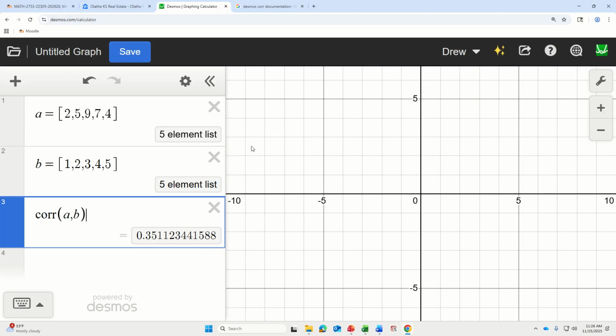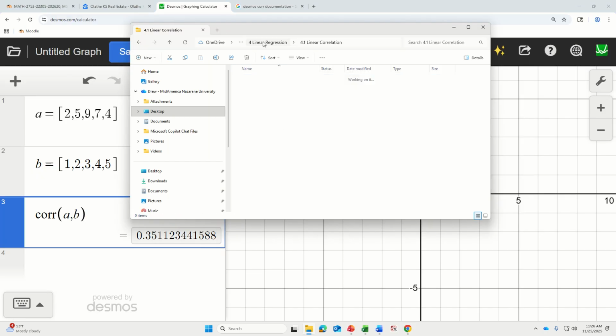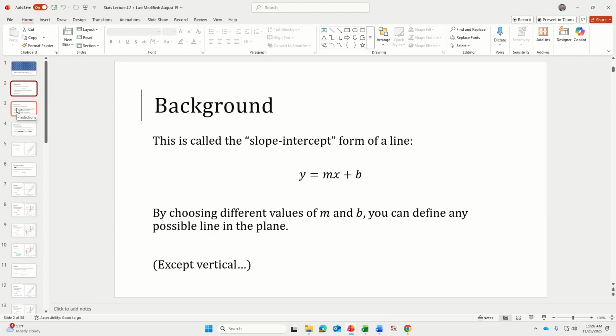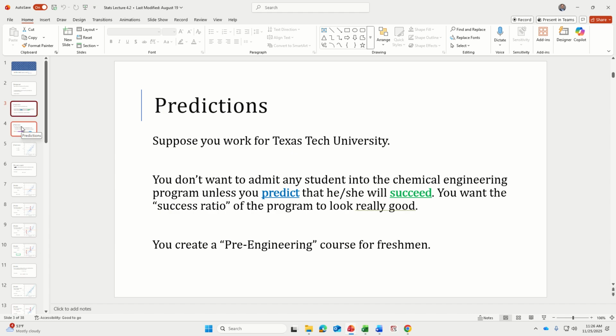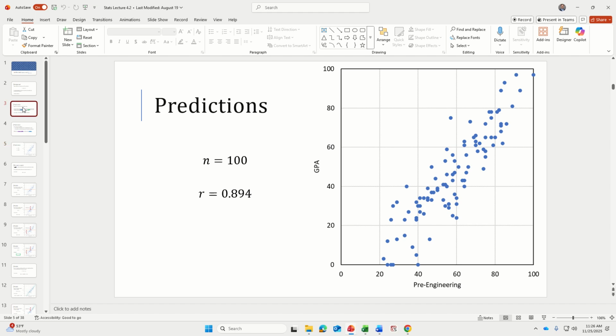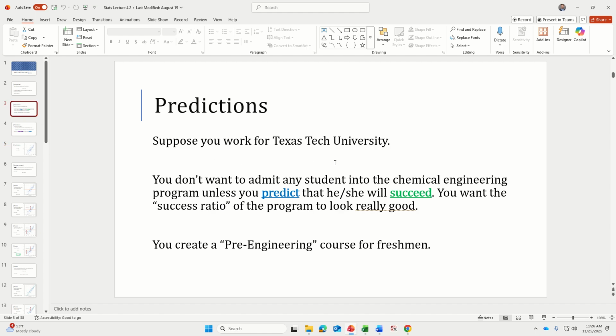Okay, those are just more examples. Let's see what else I have. Oh yeah, this is kind of a good real-world example.